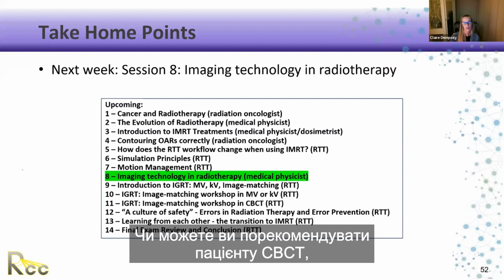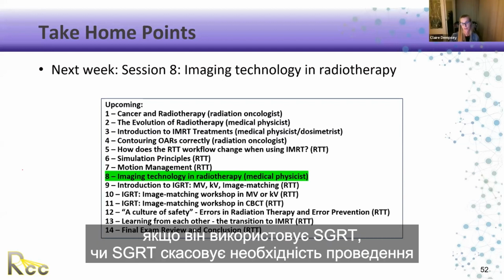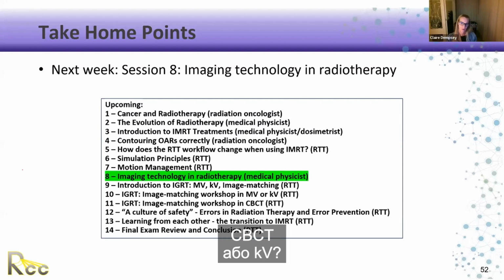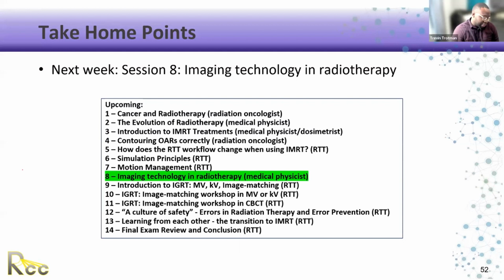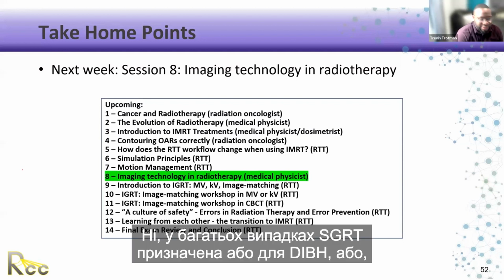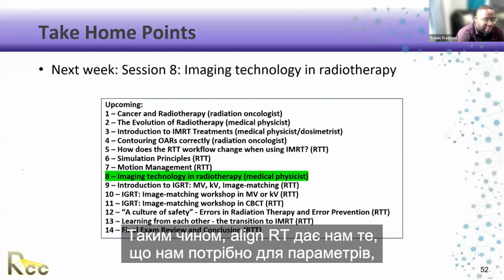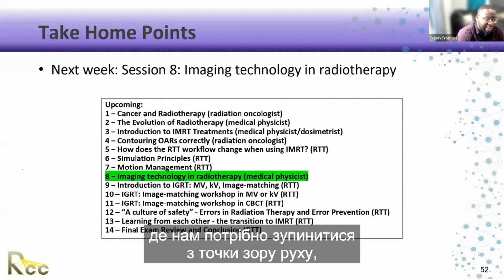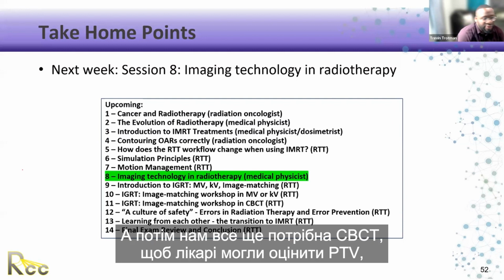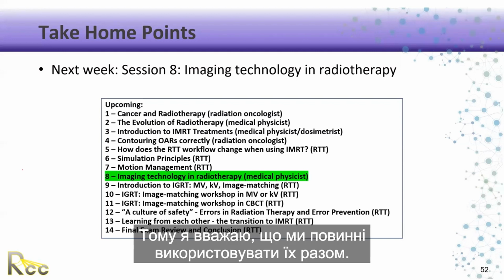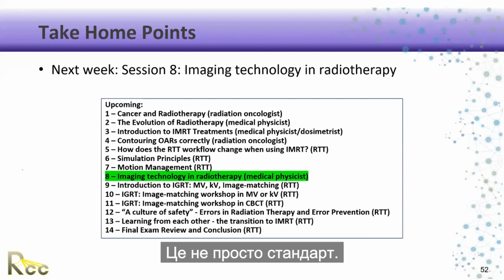So would you do, say, a cone beam CT on that patient if they're using SGRT, or does the SGRT negate the need to do cone beams or port films? No. For a lot of cases, the SGRT is for DIBH, and a perfect example is our SRS brain cases, where we use the Align-RT in conjunction with the CBCT. The Align-RT gives us the parameters for where we need to stay in terms of movement, because that just focuses on movement. And then we still need the CBCT so the doctors can assess the PTV, the margin, the areas, and everything that's needed. So Align-RT for us is used in conjunction. It's not just a standard.